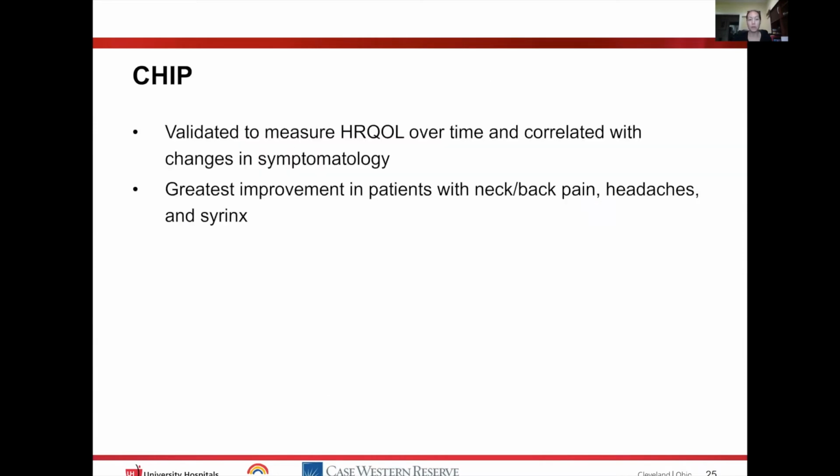So this was validated to measure health-related quality of life over time, and it was shown to correlate with changes in symptomatology. As the symptoms improved following treatment, the health-related quality of life as measured by this improved. When they were validating this, the improvement was noted to be greatest in patients that presented initially with neck or back pain, with headaches, and those patients that had a syrinx. So those were the patients that ended up doing the best following decompression.